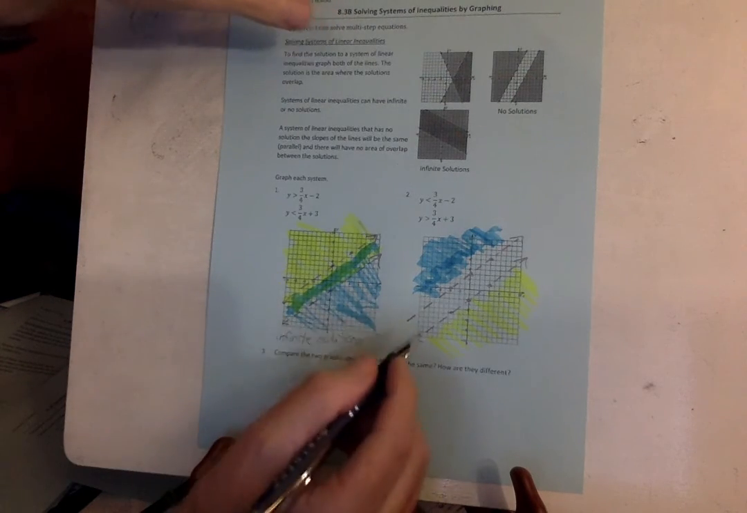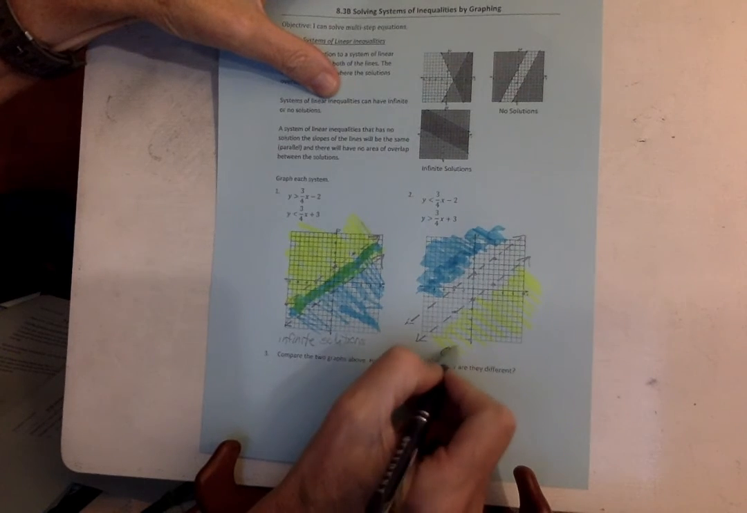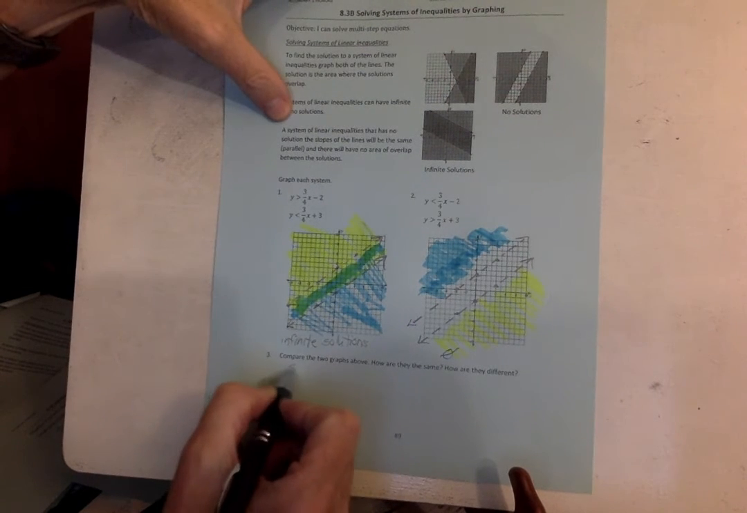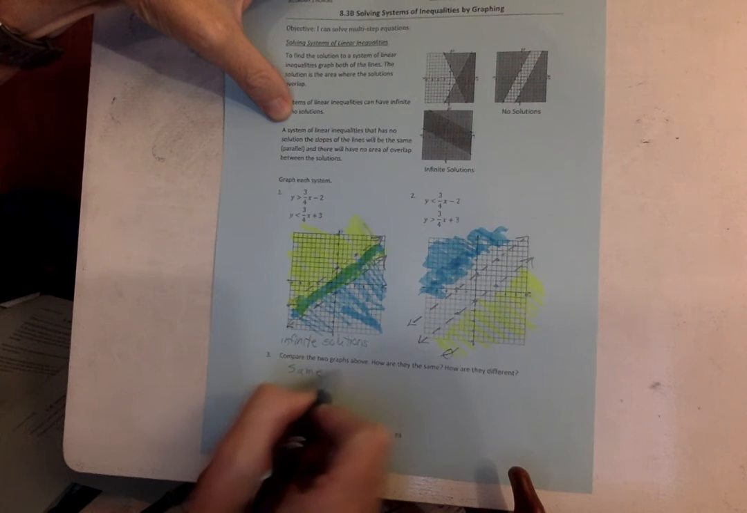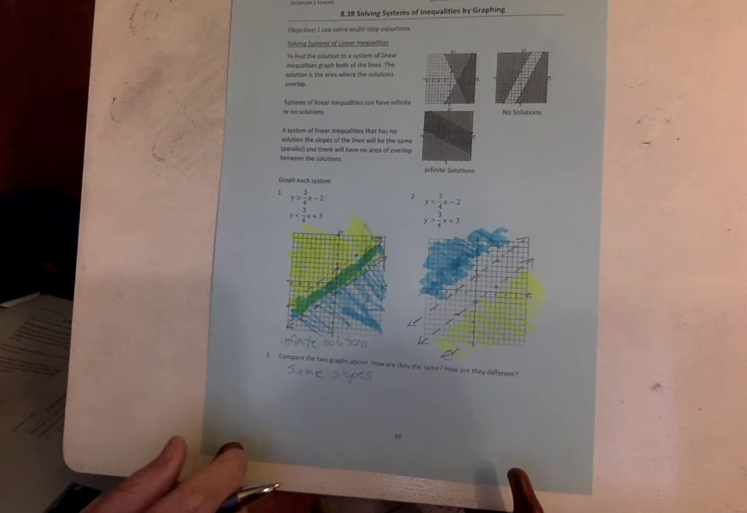Okay, they never overlap, and I forgot my arrow over here. So here, the solution would be empty set, okay? Compare the two graphs above. How are they the same? I would say they have the same slopes. How are they different?